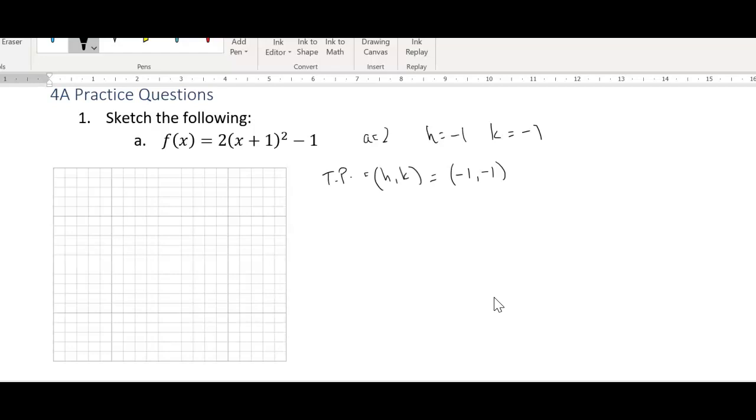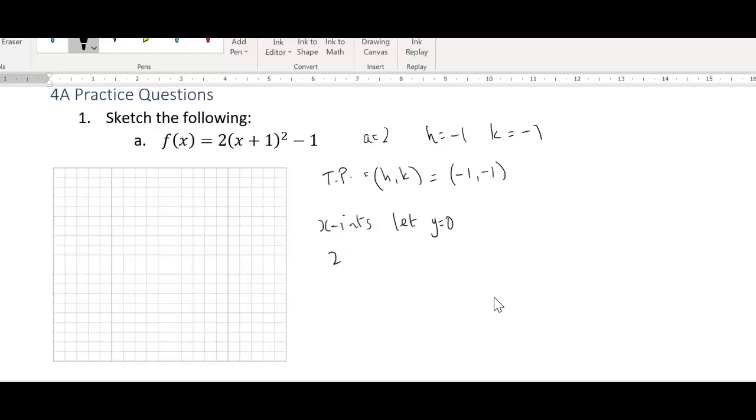What we also need to sketch it is our x-intercepts. Remember how I said it's important to think about your parabola? This is a positive parabola that shifted down 1. So I do have x-intercepts. I actually have 2 x-intercepts. Your x-intercepts are found by letting y equal 0.